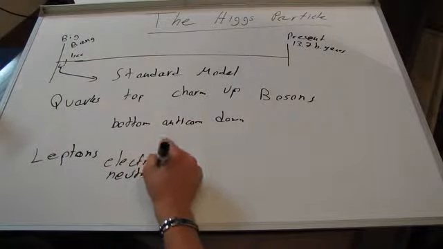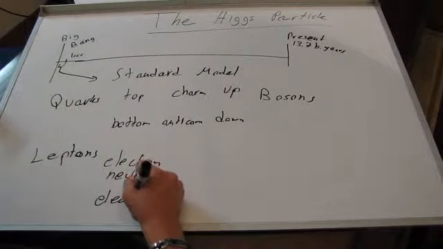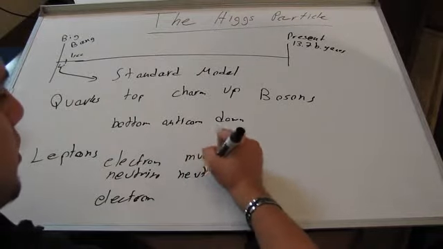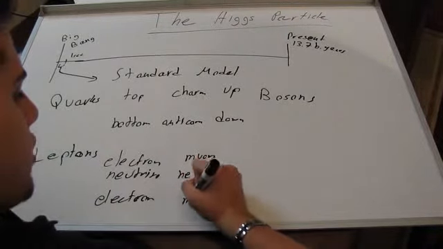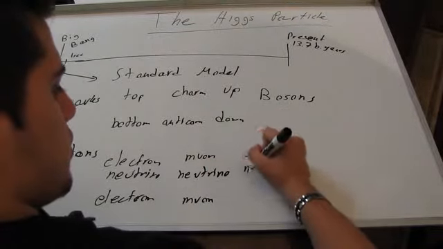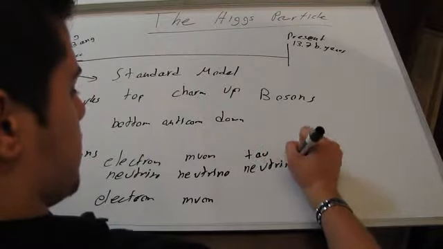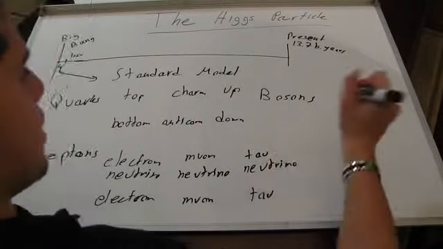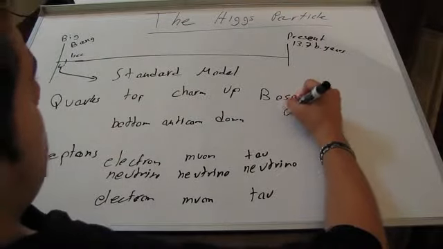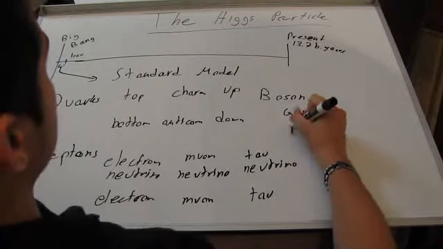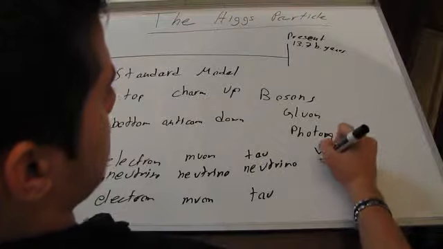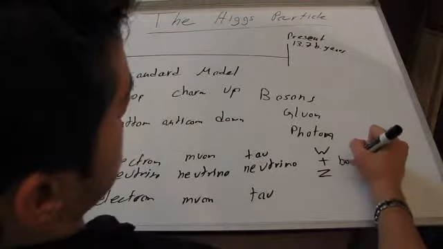The leptons are the electron, the electron neutrino, the muon, the muon neutrino, and also the tau and the tau neutrino. Then the bosons are the gluon, photon, and W and Z boson.